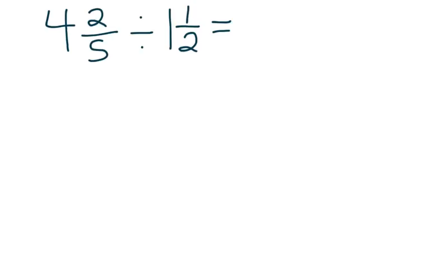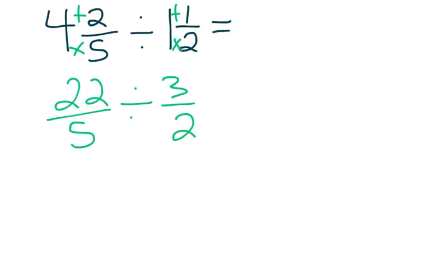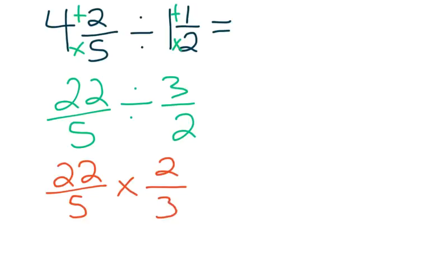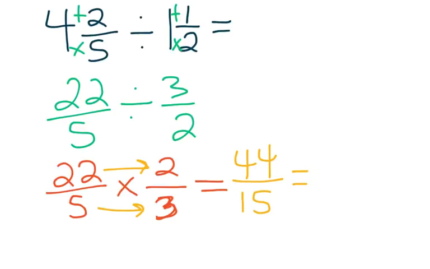Next example, 4 2/5 divided by 1 1/2. So once again, bottom times the side plus the top. So I get 22/5 divided by 3 halves, and I'm going to go through my steps: keep the first fraction the same, change division to multiplication, and flip the second fraction to find the reciprocal. And then I'm going to multiply straight across. So 22 times 2 is 44. 5 times 3 is 15. I know that this is an improper fraction, so I have to divide 44 by 15.